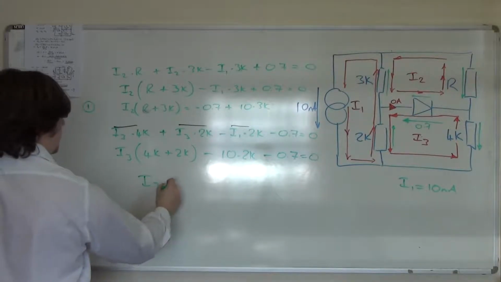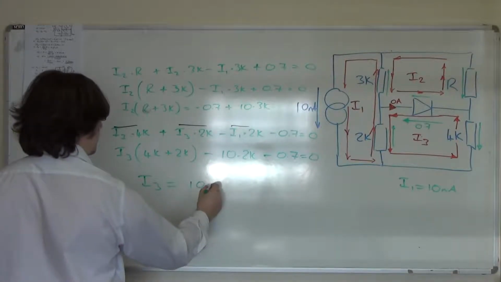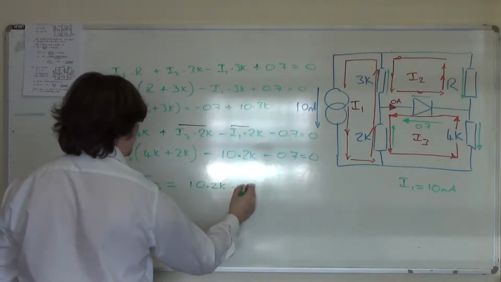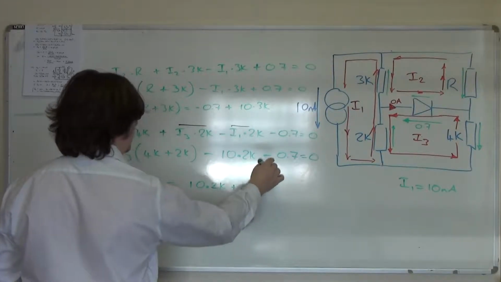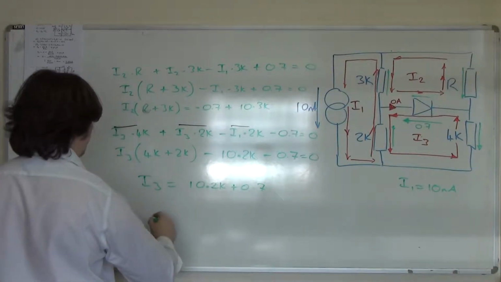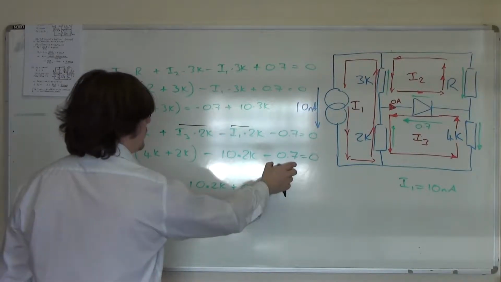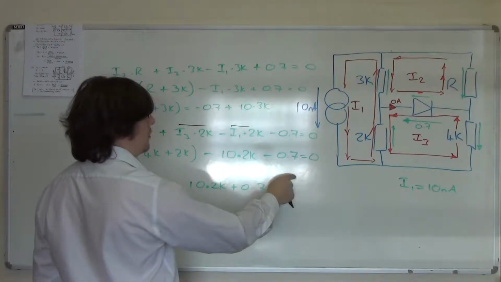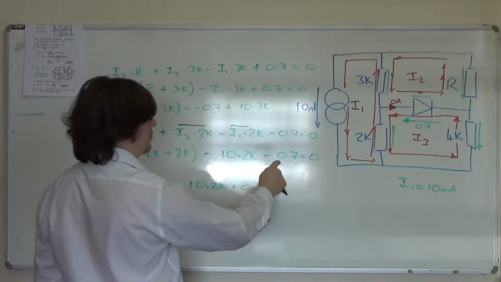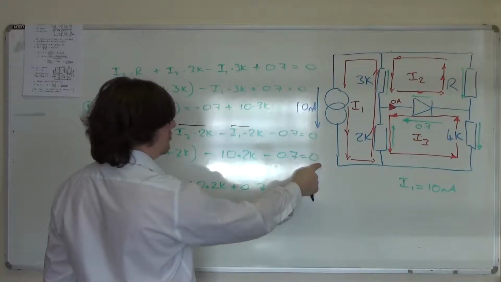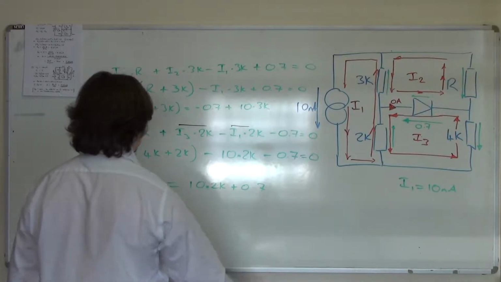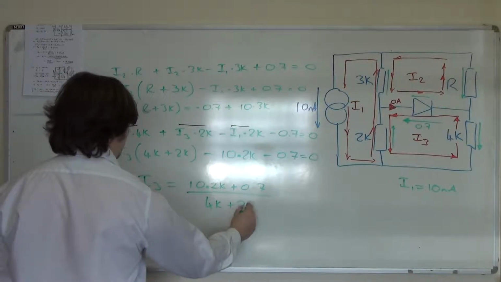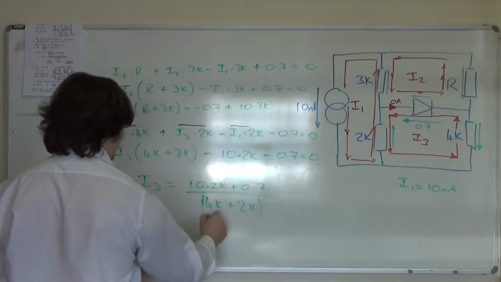So we'll get I3 is equal to 10 times 2k plus 0.7, plus because I took it over the other side. If you don't like the idea of taking this over there, you can say I'm going to add 0.7 to both sides, and that means that this will disappear because you'll have 0.7 plus 0.7, which is nothing, and over here you have plus 0.7, which is the same as you got there. Divided by 4k plus 2k. We don't really need the brackets anymore, but whatever.